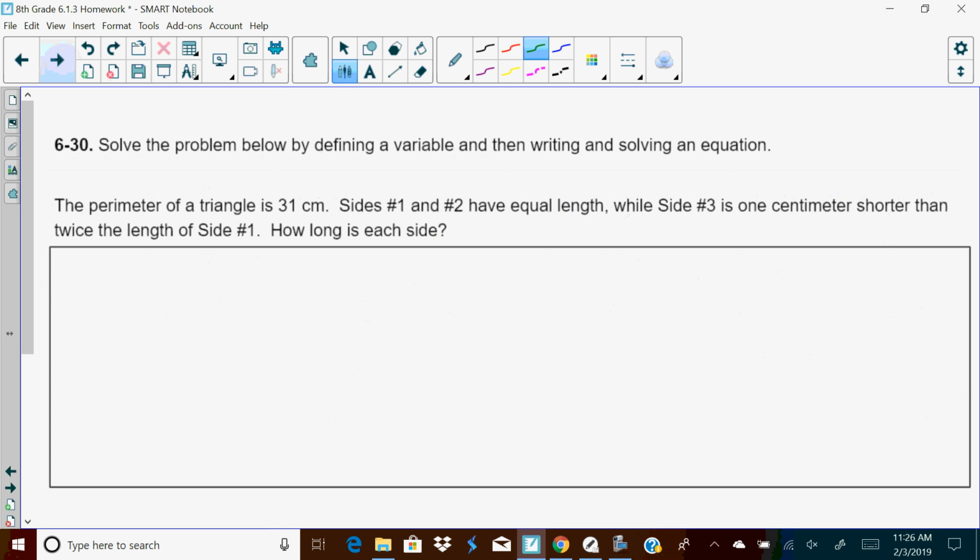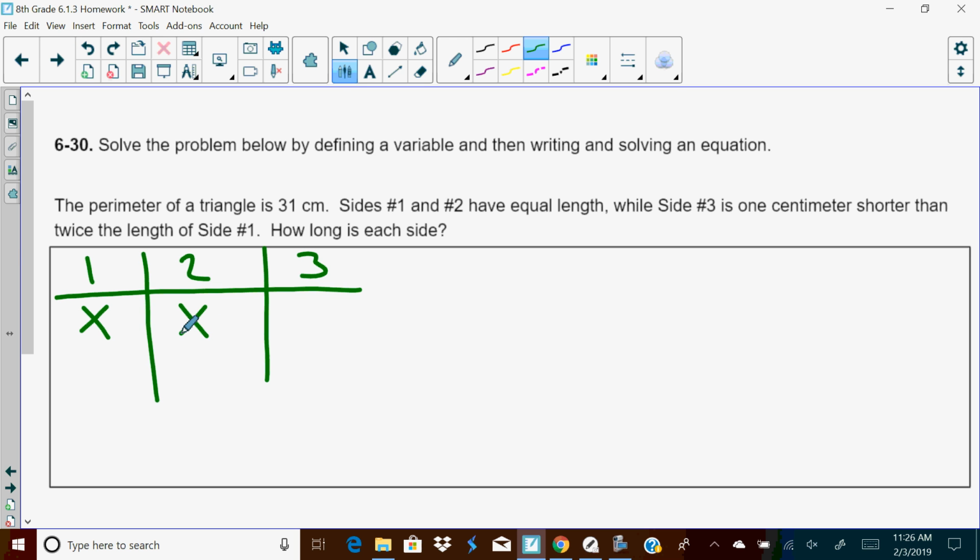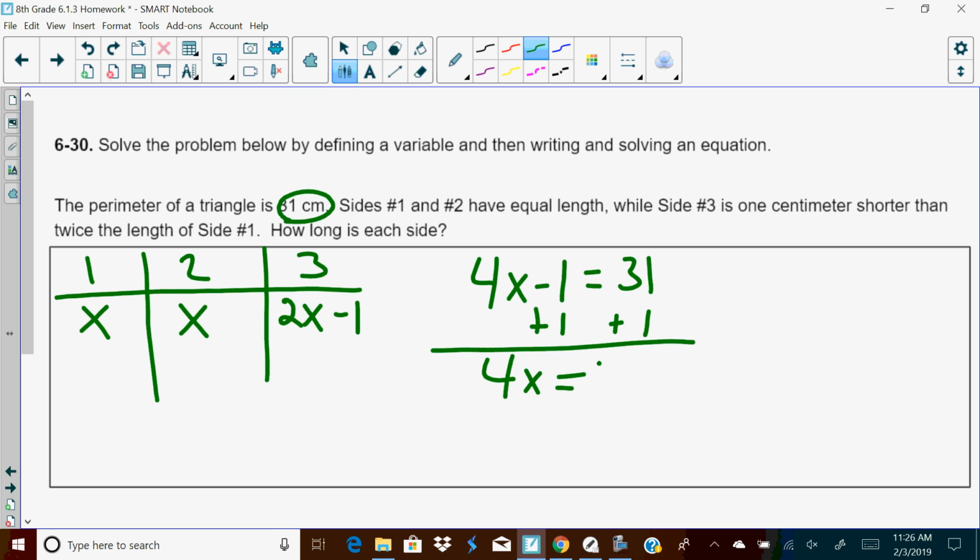So I get y equals negative 2 over 3x plus 2. Problem 30, solve the problem below by defining a variable and then writing and solving an equation. So the perimeter of a triangle is 31 centimeters. Sides 1 and 2 have equal length, while side 3 is 1 centimeter shorter than twice the length of side 1. So I made a little chart, and I had side 1, side 2, and side 3. Both side 1 and side 2 are x because they're equal in length, and side 3 is 1 centimeter shorter, so then twice it, so 2x minus 1. I know all together they equal 31, so I'm going to have 4x minus 1 equals 31. Solve for x. So I get 4x equals 32.